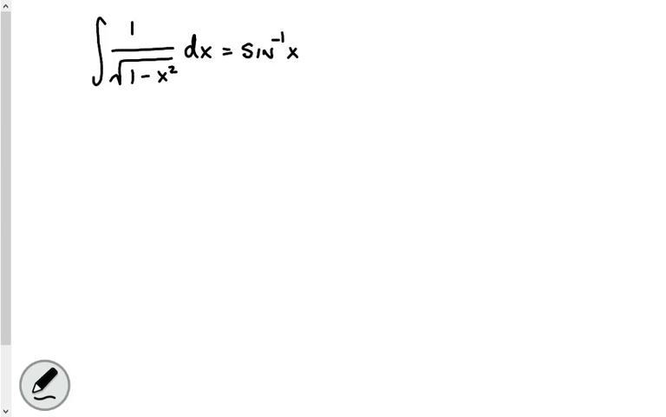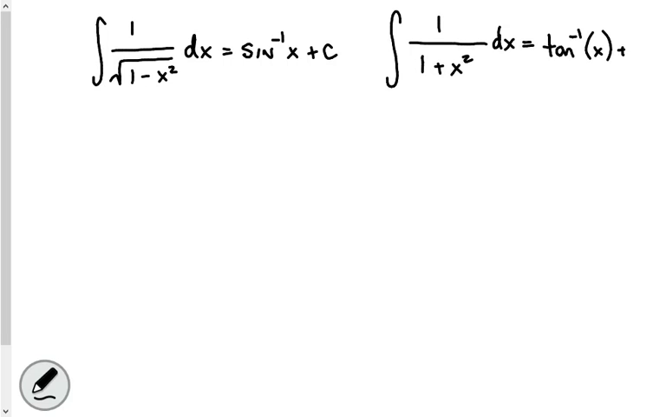Like, this is easy. If I asked you to just do the integral of 1 over square root 1 minus x squared dx, that's what? Arcsine, right? And if I asked you integral of 1 over 1 plus x squared dx, then you just say arctangent, right? But it's not always that easy. Here's an example of sometimes what they'll do.